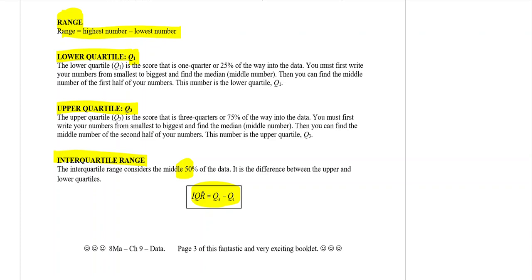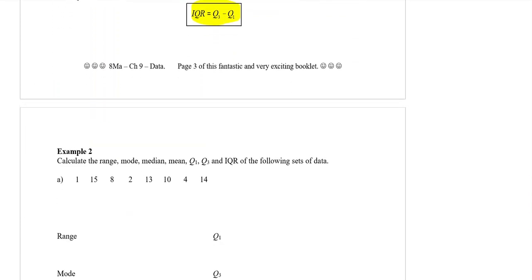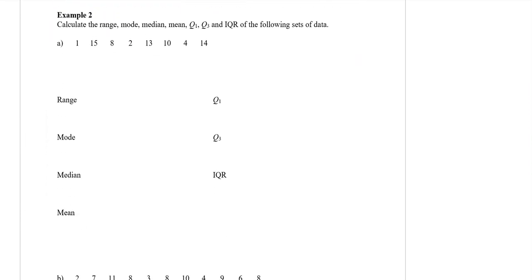So that page is your summary page of all the different things that you need to know, but let me show you how to find them all. We're going to do a few examples where we're just finding all of those things. 3 times, I think. 3 times we're going to do that. So example number 2, it says calculate the range, mode, median, mean, Q1, Q3, and interquartile range of the set of data.